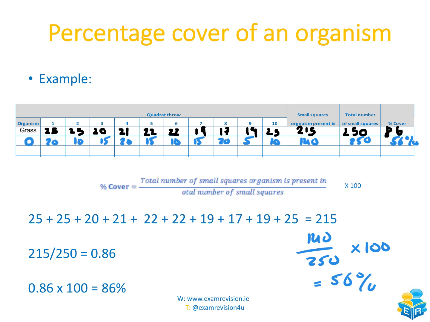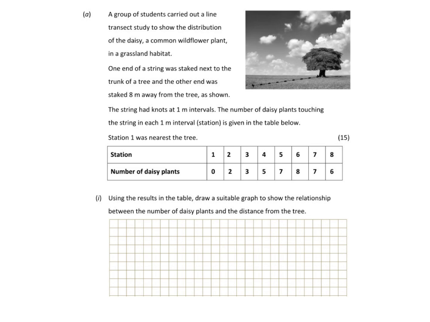Okay, and again, it doesn't matter what organism you use, it will most likely be a plant. You can calculate the percentage cover. So here's another exam question. A group of students carried out a line transect study to show the distribution of the daisy, a common wildflower plant, in the grassland habitat. One end of a string was staked near the trunk of a tree and the other was staked 8 metres away. So this is the first one, second one was over here.